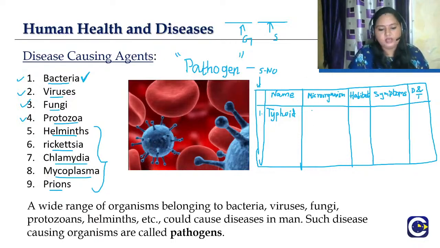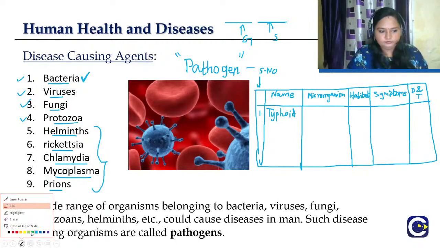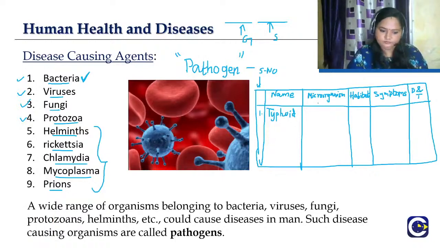So I just need the name of the bacteria that causes typhoid. Okay, I'll tell you if you're not sure about it. Typhoid is caused by a bacteria called Salmonella typhi. Okay, Salmonella typhi.